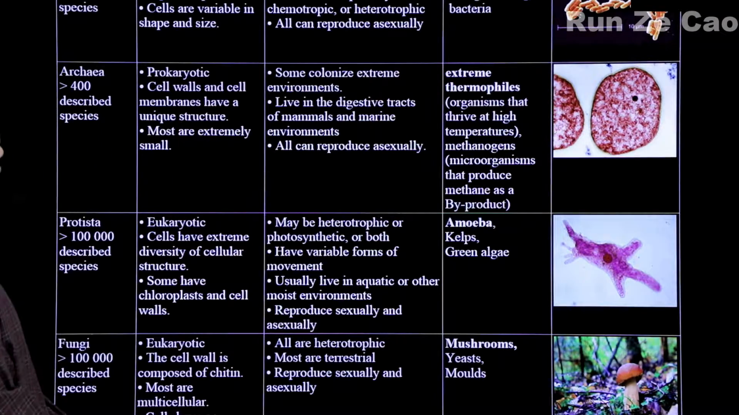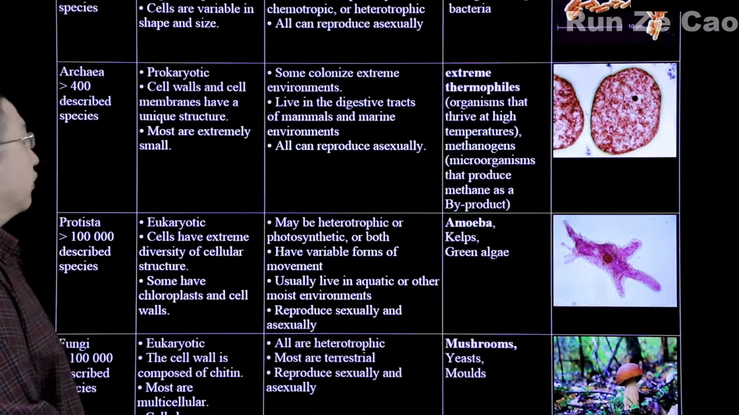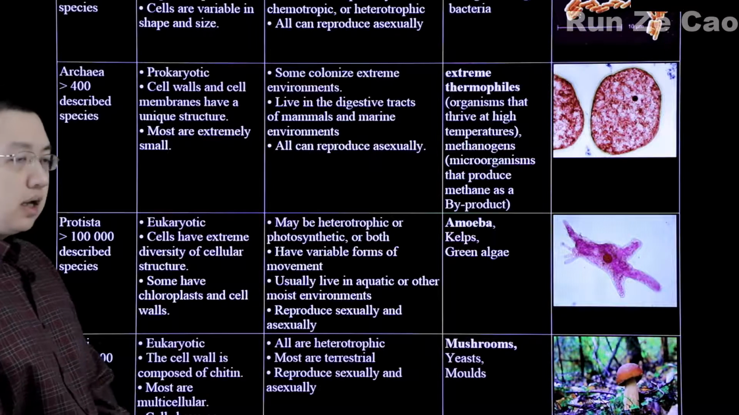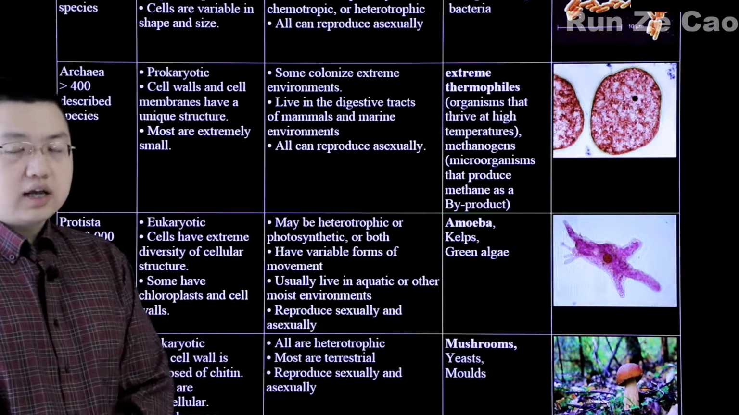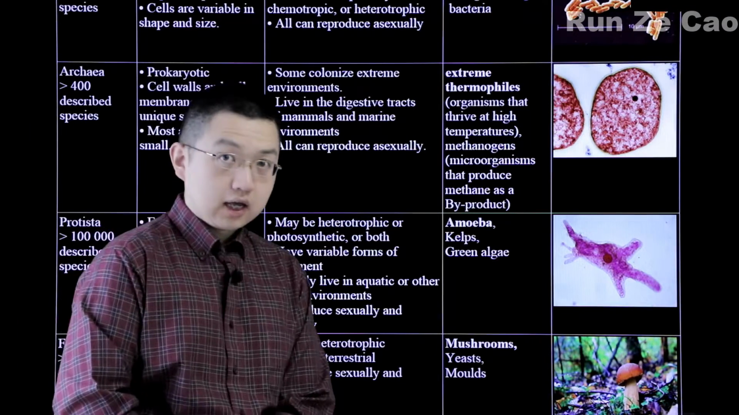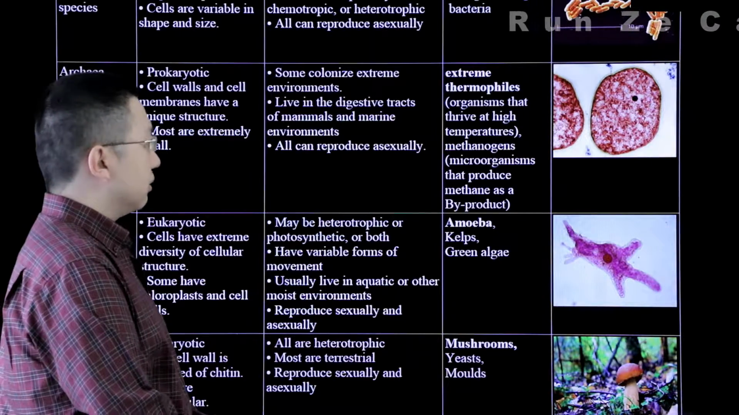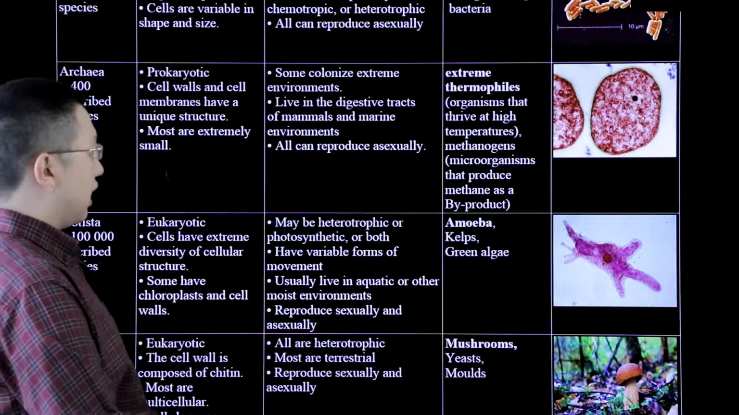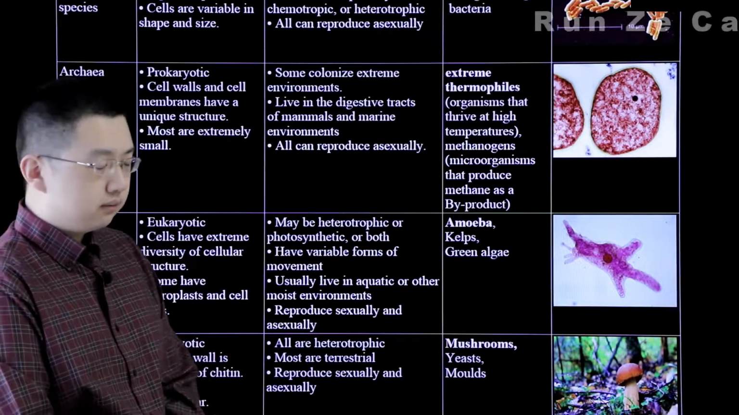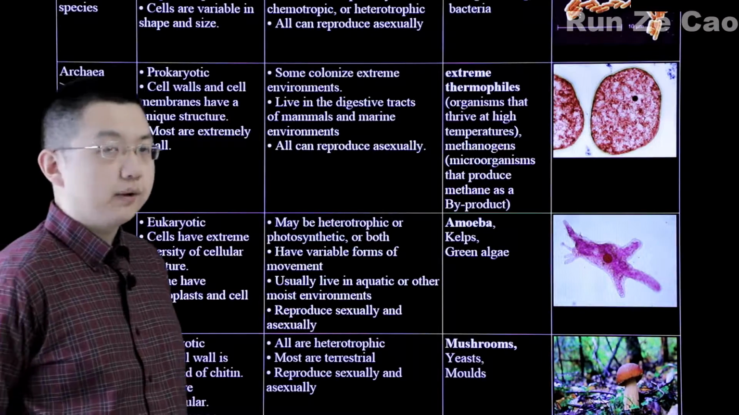So Archaea are also prokaryotic. Their cell walls and membranes have a unique structure that is very different from bacteria. That's how they were identified in the first place. And most of them are fairly small. Some bacteria can be so large they are easily visible to the naked eye. This does not hold well for Archaeans. Now, some of them colonize extreme environments, others live in the digestive tracts of various organisms, not necessarily just mammals, and they also live in marine environments.